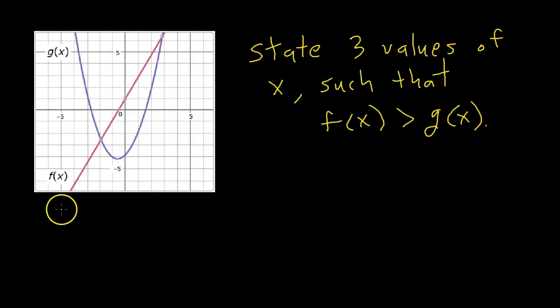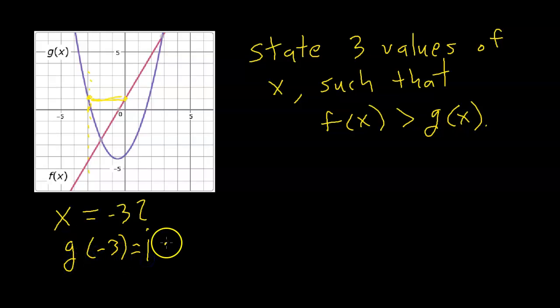Let's say, does this condition hold at x equals, let's say, -3? Does this condition hold at x equals -3? Well, let's find x equals -3 on the x-axis. Let's see, what's the corresponding output for the function g of x if we look right up from that x value? Well, see here, it looks like g of -3 equals +1.